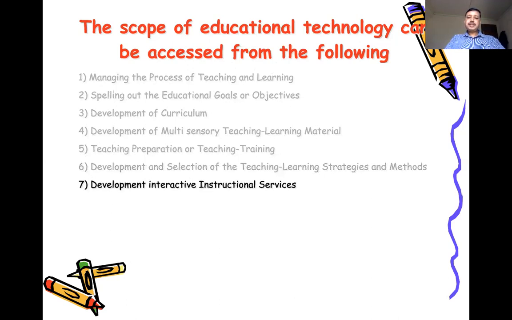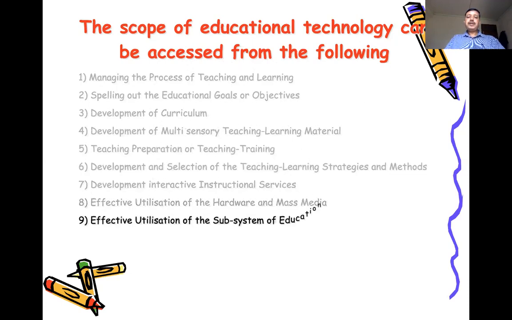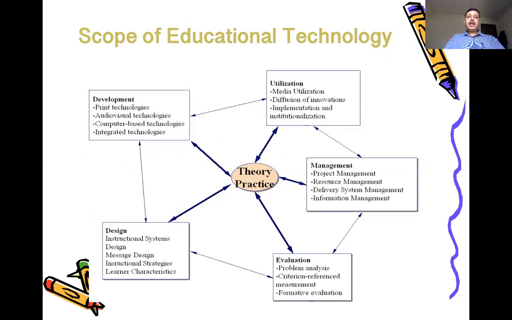development of interactive instructional services, effective utilization of hardware and mass media, effective utilization of subsystems of education to provide essential feedback and control through evaluation, and scope of education technology. You already discussed design, development, utilization, management, and evaluation.